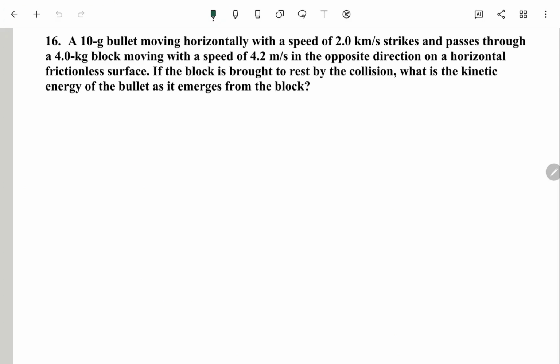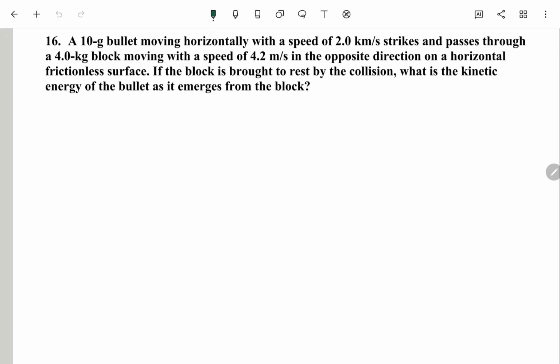A 10-gram bullet moving horizontally with a speed of 2 kilometers per second strikes and passes through a 4 kilogram block moving with a speed of 4.2 meters per second in the opposite direction, on a horizontal frictionless surface. If the block is brought to rest by the collision, what is the kinetic energy of the bullet as it emerges from the block?